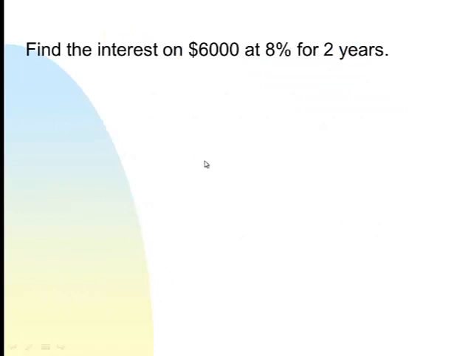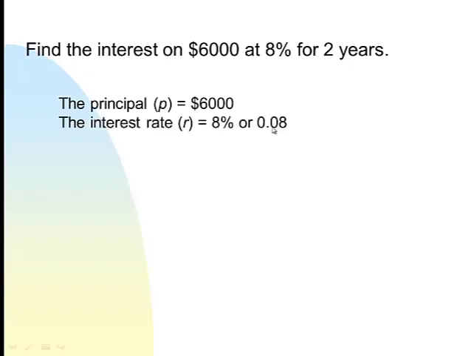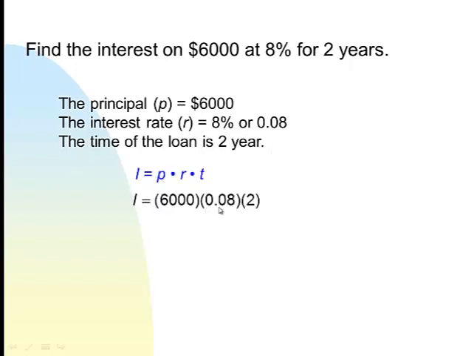So let's actually look at a problem. I want you to find an interest on $6,000 at 8% for 2 years. So in this problem, my principal is the $6,000. My rate is the 8% written as a decimal. Remember to change your percent to a decimal, you move it over 2 places. And my time is 2 for 2 years. So I would do 6,000 times 0.08 times 2.